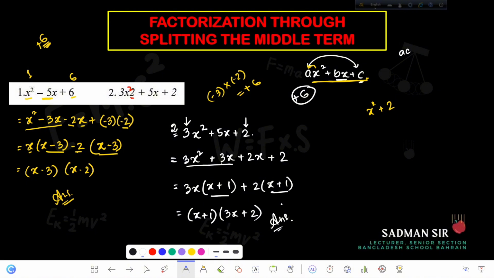So I hope this is clear. This is the way that we can factorize an expression by splitting the middle term. See, the middle term is split. The first and the last term are the same, 3x squared and 2, but the middle term we split up so that we can do the factorization. So I hope the process is clear.